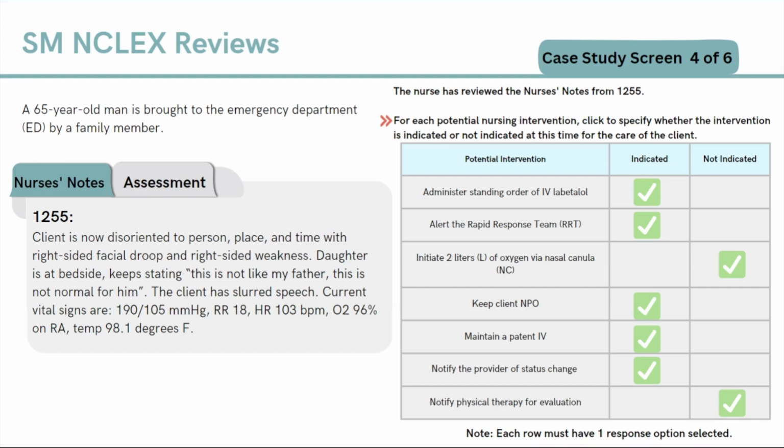Now, our client will need physical therapy to come for an evaluation and treatment eventually, but at this time, it is not our priority. And we would also not need to initiate 2 liters of oxygen via nasal cannula, as his current oxygenation is okay at this time at 96% on room air.